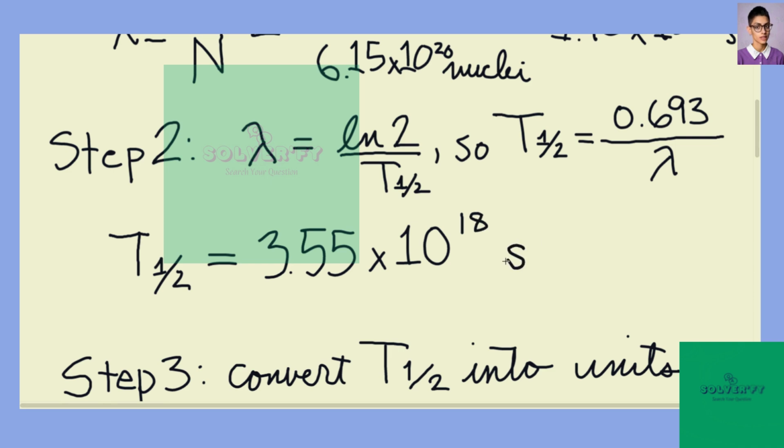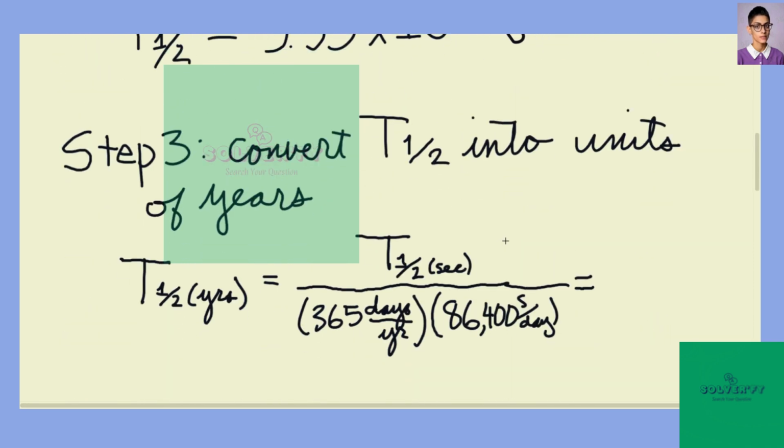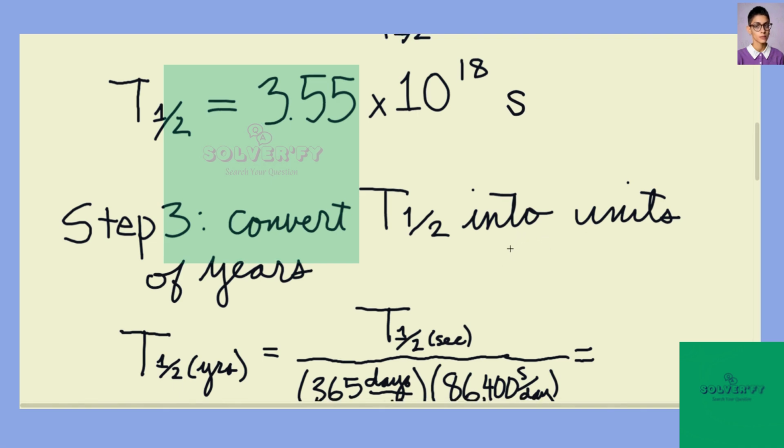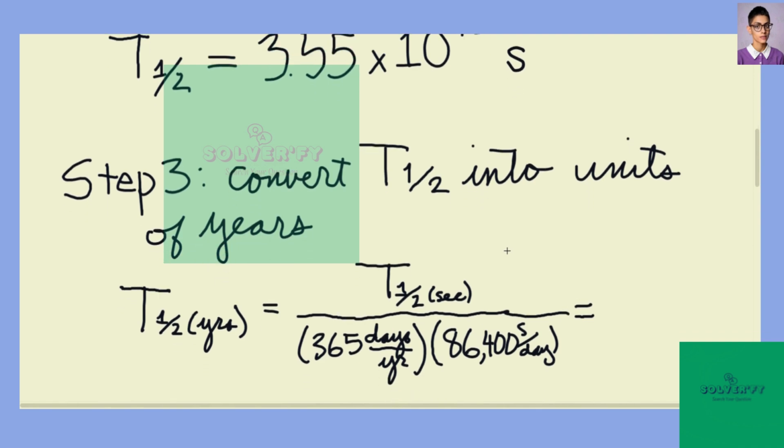Seconds. That is a big number, so it'd probably be a little bit less unwieldy for us to convert it to years. To convert seconds into years, we have to find out how many seconds there are in a year and divide by that number.